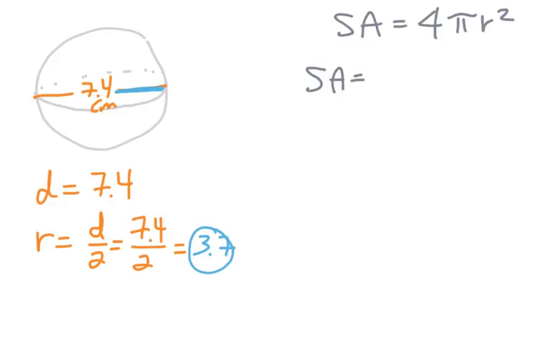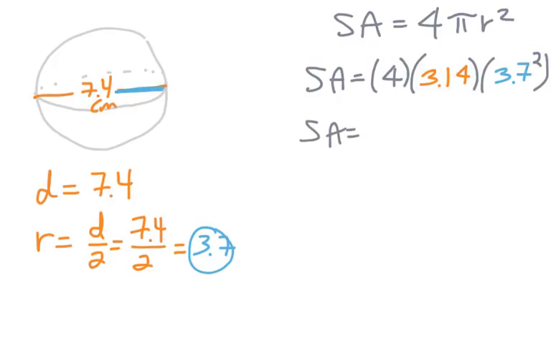Surface area equals 4 times, I will use 3.14 to approximate pi, as that's what they asked me to use. And then I will use my radius, 3.7, and I'm going to keep in mind that it's squared. Surface area equals 4 times 3.14.